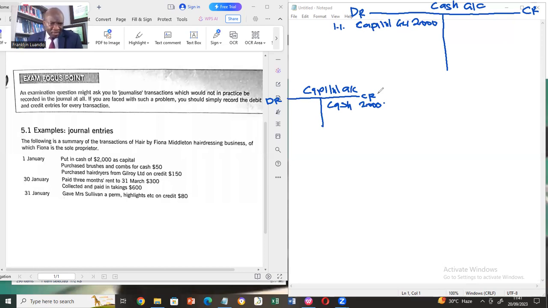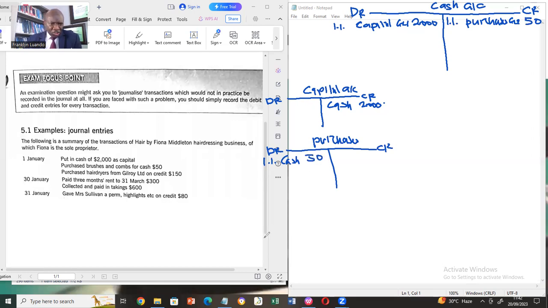On the same date, purchases, brushes, combs for cash. So those are purchases. So we go on 1 January, purchases. General ledger number 2, that is 50. We go to the general ledger, purchases. The purchases here, we are receiving. The cash is giving out cash, but the business is receiving purchases, so you debit. I'm sure that is okay. On the same date there, this purchases was by cash, 50.